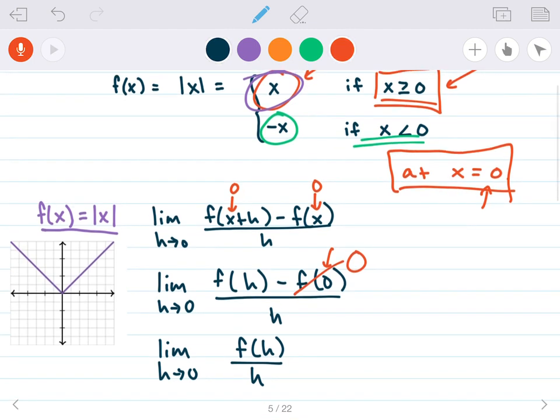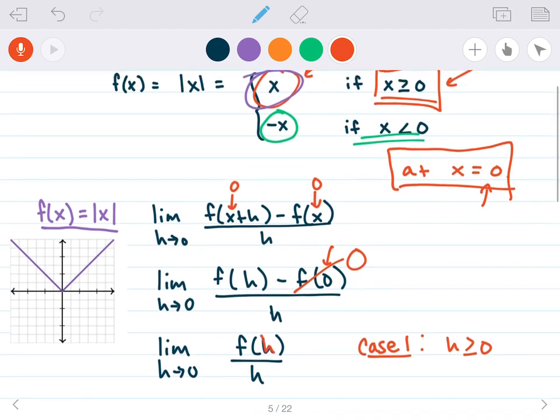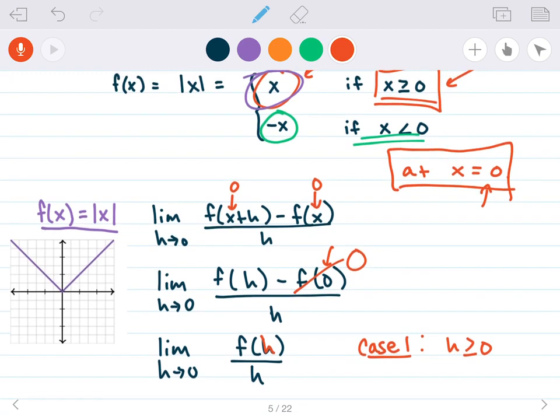So case one, when h is bigger than or equal to 0, right? That's our input here. So it's acting like our x. It's like x is greater than or equal to 0. So that's case 1. Well, in case 1, f of h, this whole thing, is just going to be equal to h. So we have h over h, limit as h goes to 0, and that's just going to equal 1. So that's case 1.